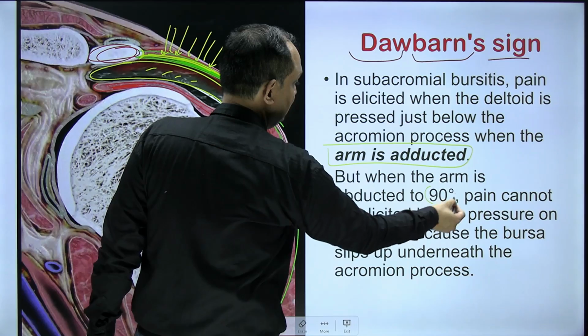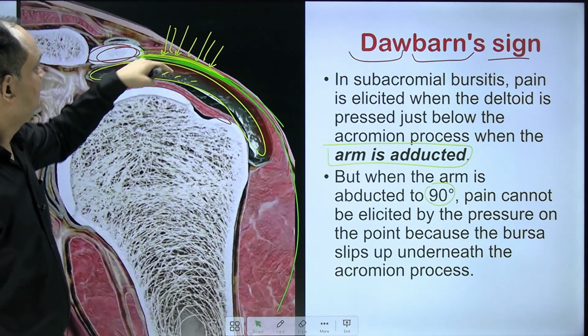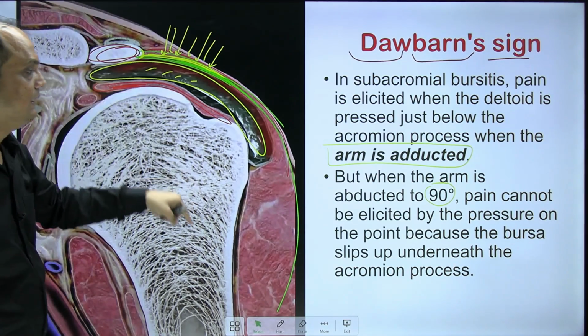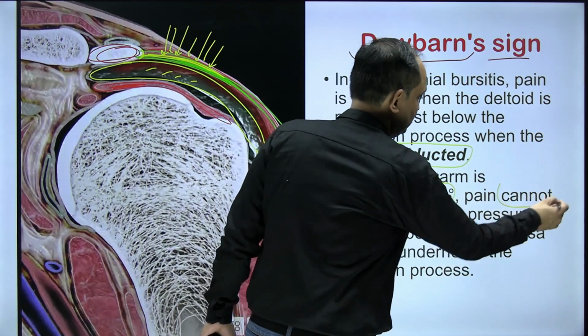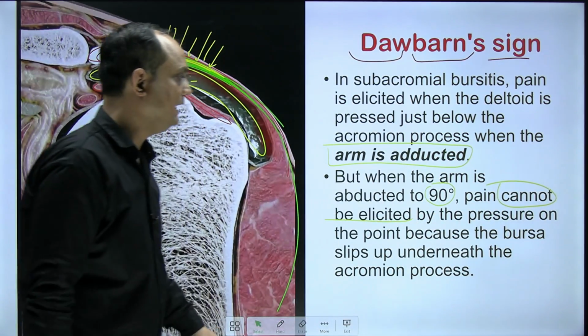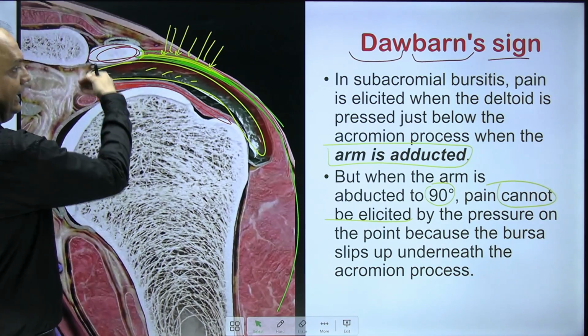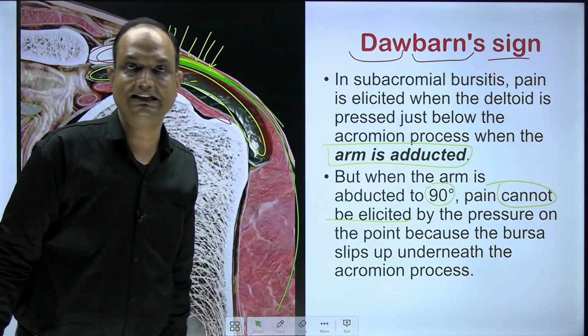When you have 90-degree abduction and again provide pressure near the origin of your deltoid muscle from the acromion, the patient does not have any pain. In this condition, you cannot elicit the pain. Why? Because the bursa has slipped deep to the acromion process. This is known as Dawbarn sign.